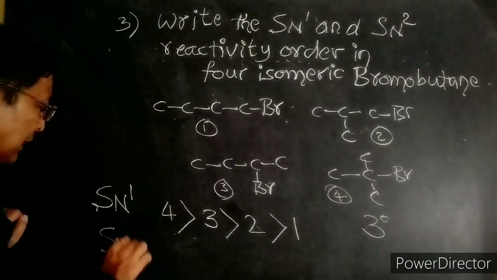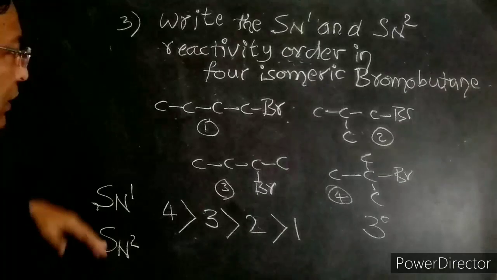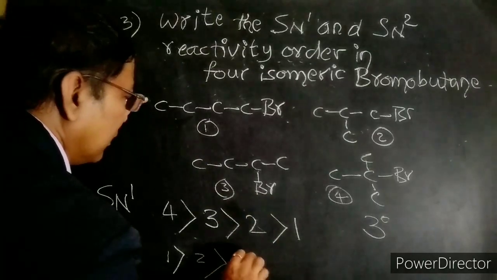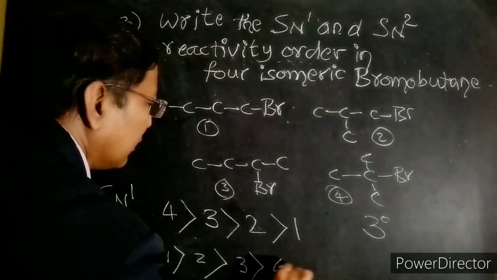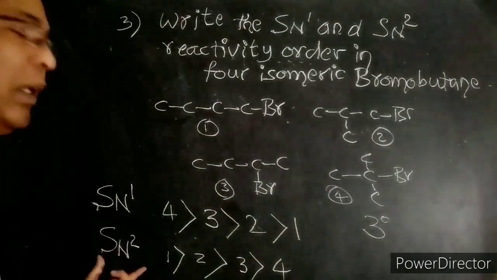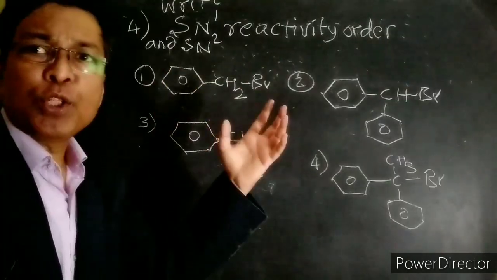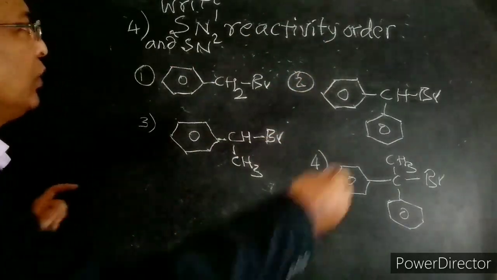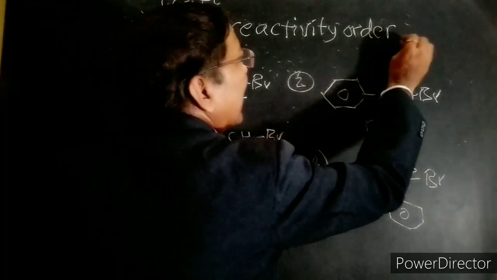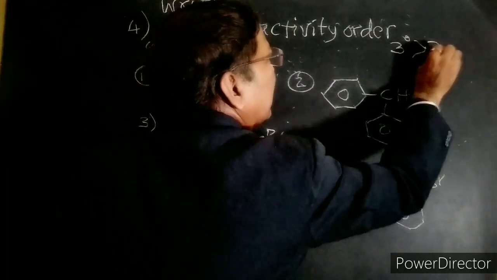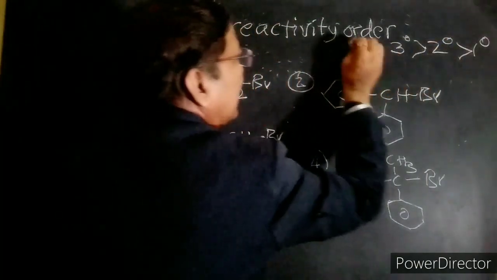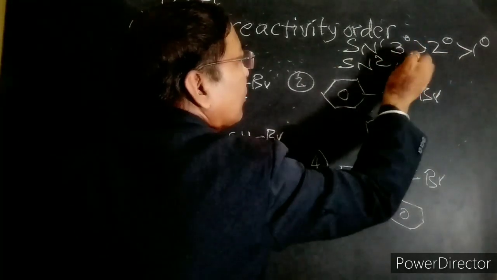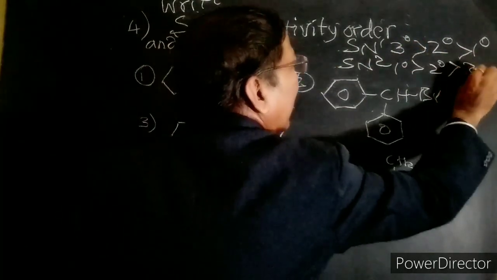Then the SN2 reactivity order is exactly opposite. The first, then the second, then secondary, then tertiary. This is the order of SN2 reactivity. The next question is, write SN1 and SN2 reactivity order for these molecules. And we should know that the SN1 reactivity is tertiary, secondary and primary. This is SN1. And the SN2 reactivity order is exactly opposite: 1 degree, 2 degree and 3 degree.